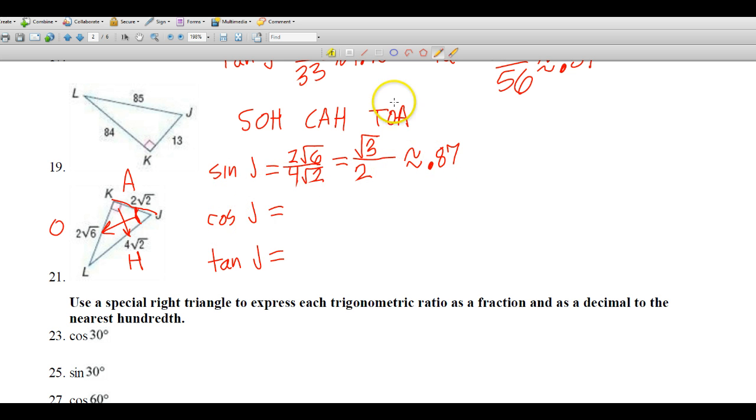Now for the cosine of J, cosine is adjacent over hypotenuse, so that would be 2 square root of 2 over 4 square root of 2. So the square root of 2 and square root of 2 cancel, and 2 over 4 simplifies to 1/2, which is 0.5.